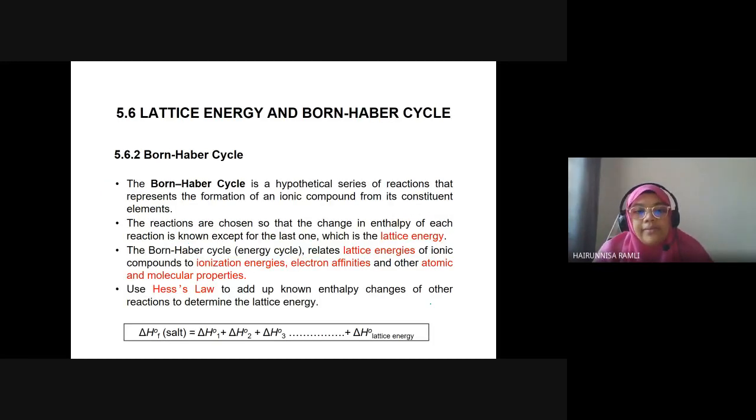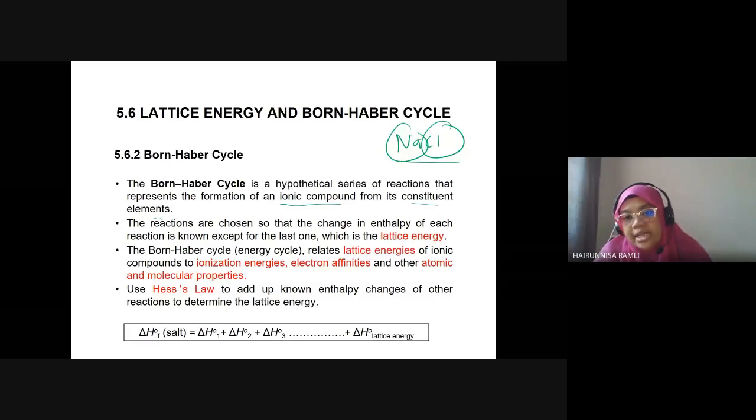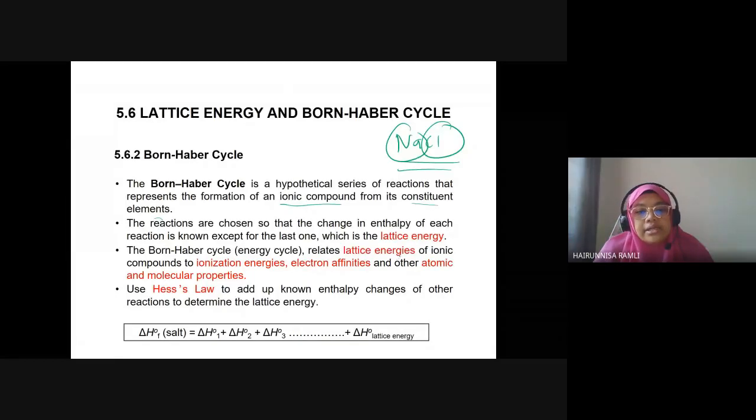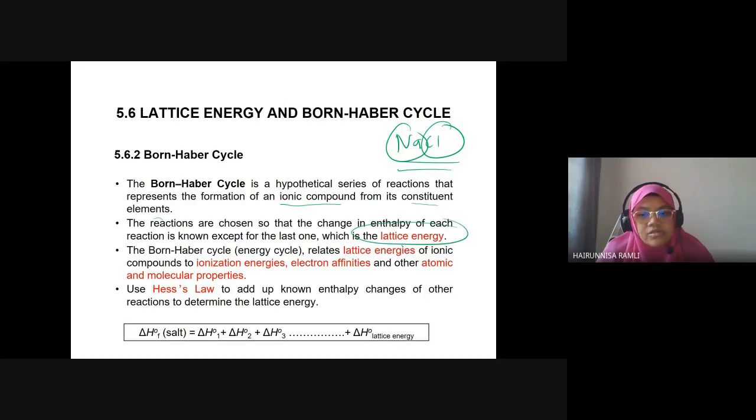Okay, so apa ni Born-Haber cycle ni tadi kan? So it's a hypothetical series of reaction. Jadi a series of reaction kita combine together. Okay, it represents the formation of an ionic compound from its constituent element. Macam kita tahu NaCl. So daripada Na daripada Cl ni combination, the series of reaction, last kali you akan dapat this NaCl combined together as ionic compound. Okay? So the reactions are chosen so that the change in enthalpy of each reaction is known except for the last one which is lattice energy. So lattice energy ni lah yang kita basically through experiment kita tak boleh buat, but the rest kita boleh tahu. So daripada situ you total up, you akan dapat value of lattice energy.